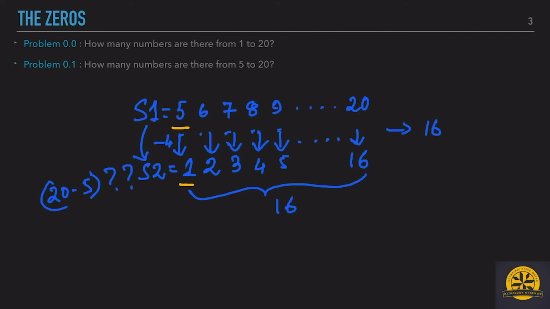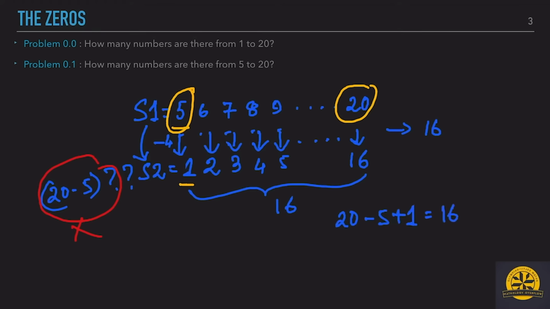So 20 minus 5 is wrong. There's one extra as we are including both the ends, 5 as well as 20. So 20 minus 5 plus 1, 16, is the right answer.